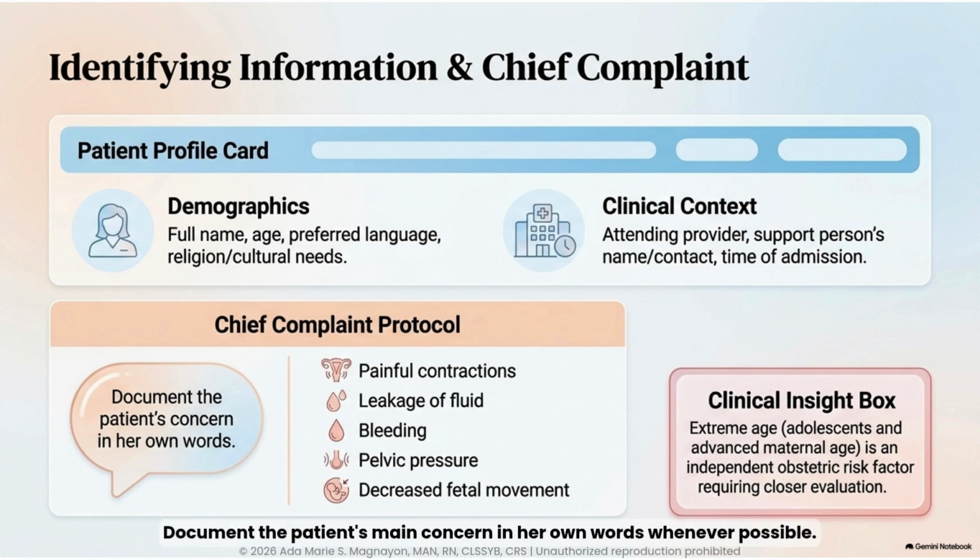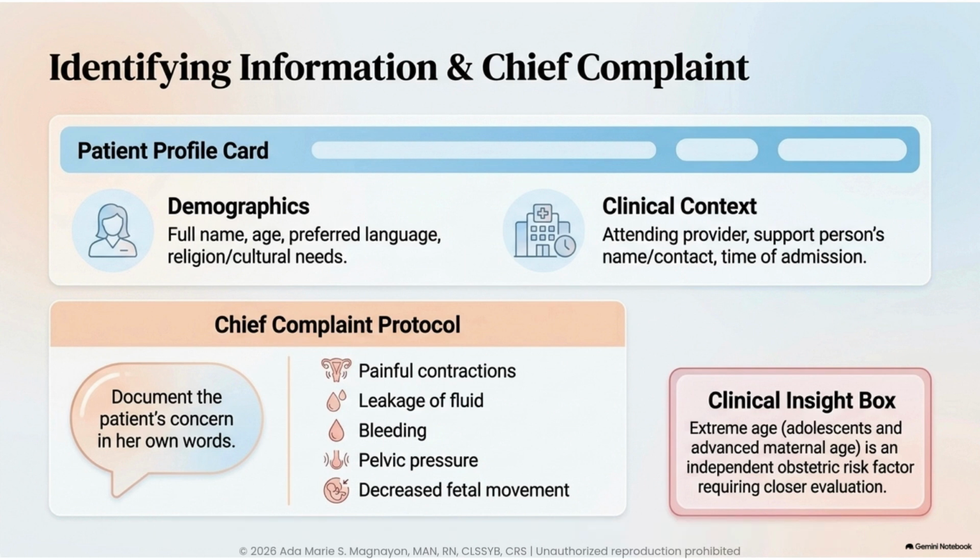Document the patient's main concern in her own words whenever possible. Common reasons for seeking care include painful contractions, leakage of fluid, vaginal bleeding, pelvic pressure, and decreased fetal movement. For example, rather than documenting only labor pain, you may write that the patient reports, "My contractions became stronger and closer together at midnight." Her own description gives the team useful clinical context.